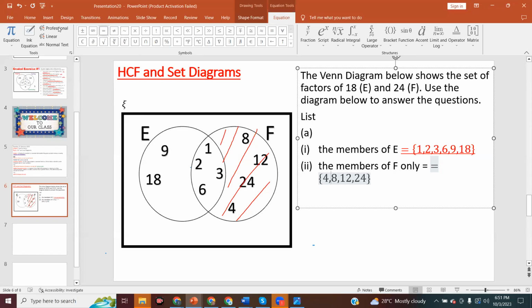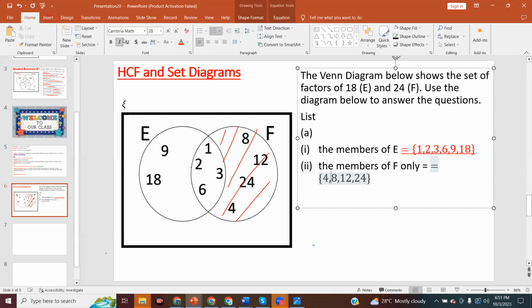How many persons got that? 4, 8, 12, and 24. Very good. Does the order matter? No, sir. Because it's a set, all right? And a set is just a collection of things. So if you have a bag, and inside your bag you have a book, a pencil, and a sharpener, it doesn't matter which one is on top of the other. All of them are still inside the bag, so it doesn't matter.